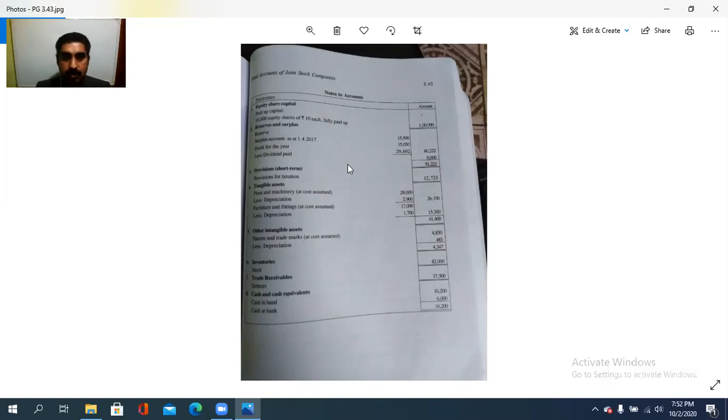Surplus amount in the question 15,030. Then profit for the year. Last year the profit was there. That also is in the question, 29,692. So 60,222 is the total.